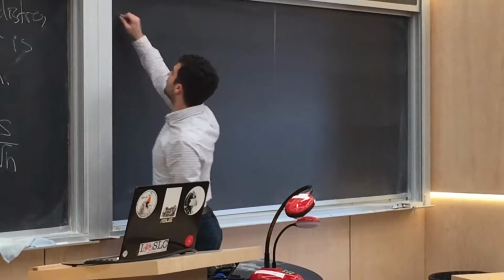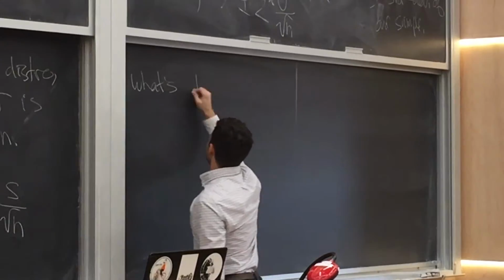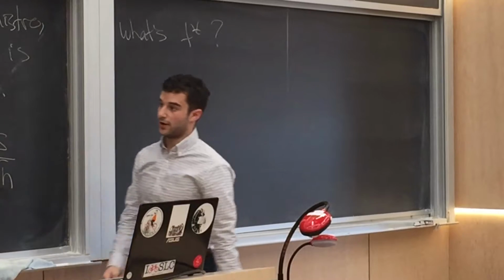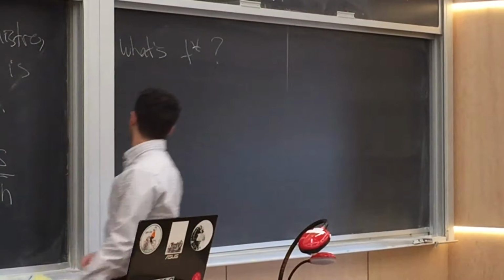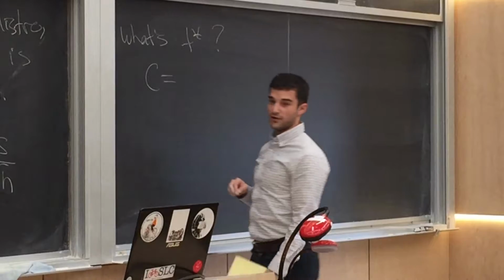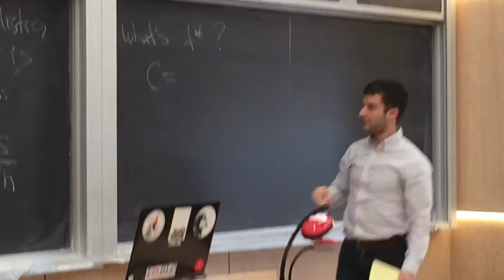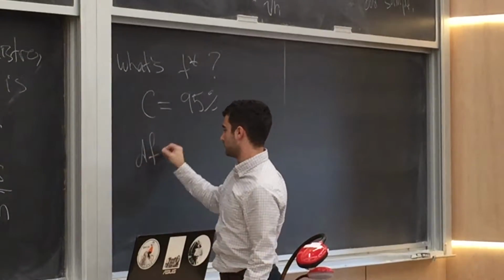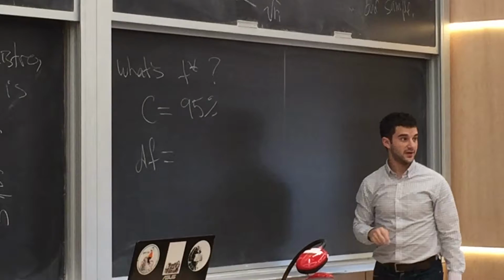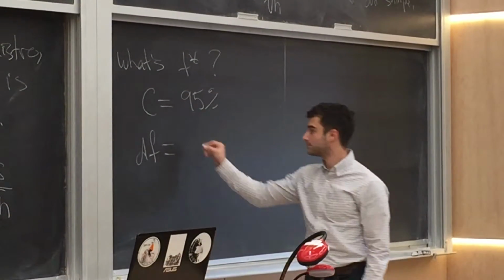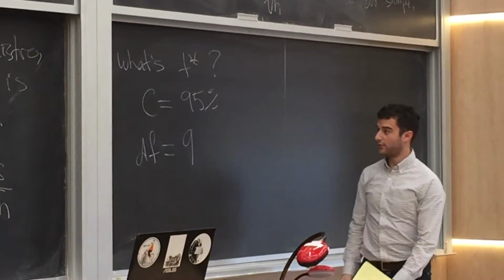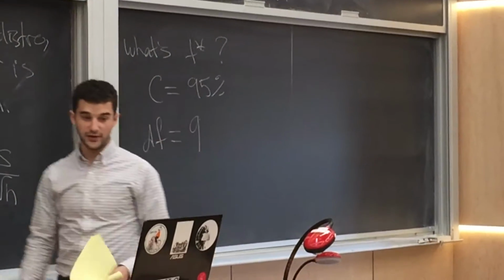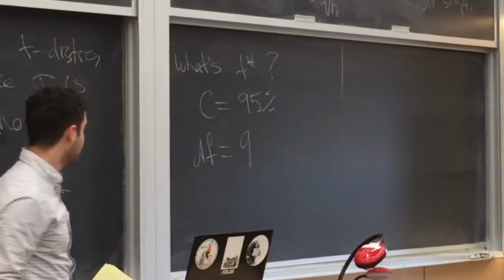So what's t star? For that we need our confidence level, C. So what's our confidence level? 95%. We also need the degrees of freedom. What's that going to be? Okay, so now that we have these two numbers, all we need to do is look at our t-distribution table.